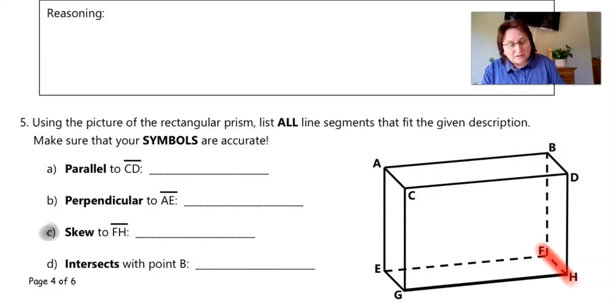Yeah, it sure is. Good job. All right, so I'm going to highlight this up here. So line segment AB is skew. It's on a different plane. It's never going to intersect, and they're not parallel.